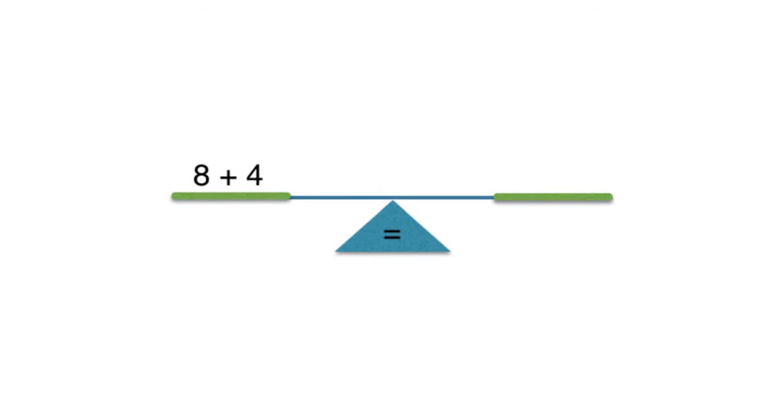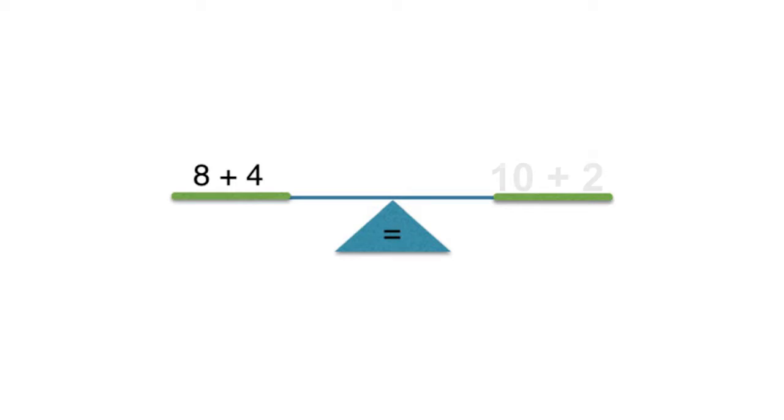Here is another scale. Notice the equal sign in the middle of the scale. This tells us that the scale should be balanced. However, we can see that it is not. We have the expression 8 plus 4 on one side and nothing on the other side. To balance this scale, we need to place something on the empty side that is equivalent to the value of 8 plus 4. For example, we could place the number 12. Since 8 plus 4 have a value of 12, placing 12 on the opposite side would balance the scale. We could say that 8 plus 4 is equivalent to 12.